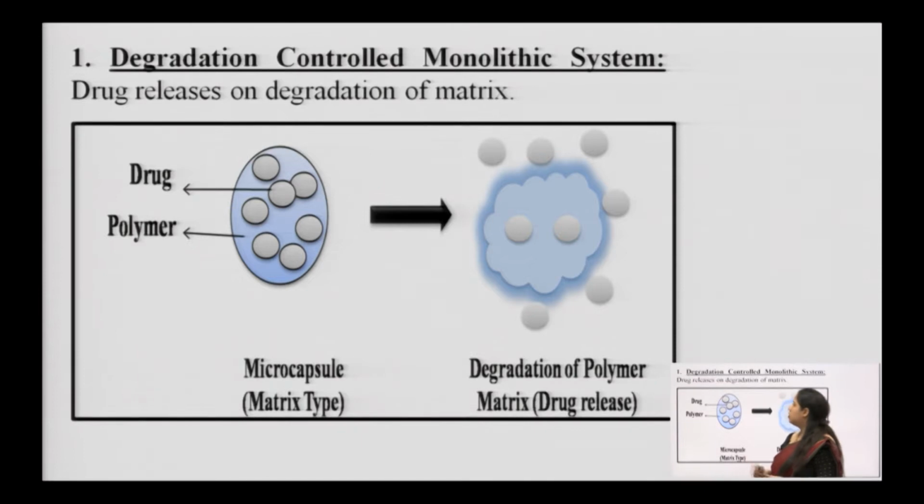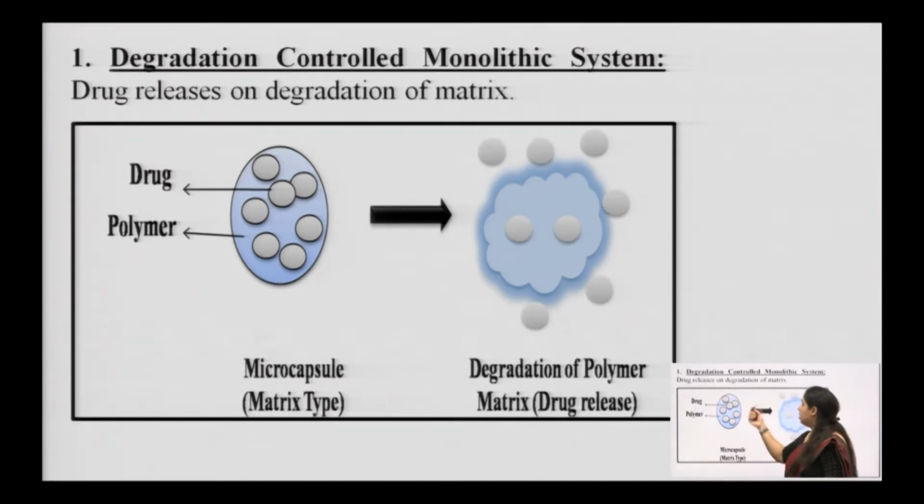The first one is the degradation controlled monolithic system. As you can see in the picture, the microsphere is a polymer coating encapsulating the core material. The core material represents the drug or active constituent here. So this is the pictorial representation of the microcapsule. The drug is encapsulated within the polymer shell.